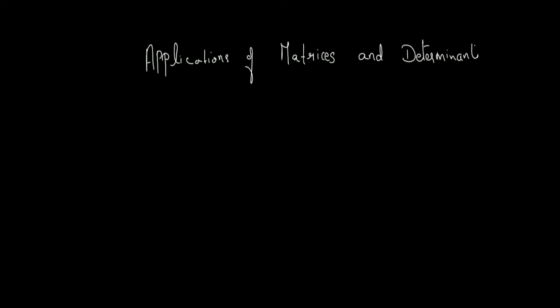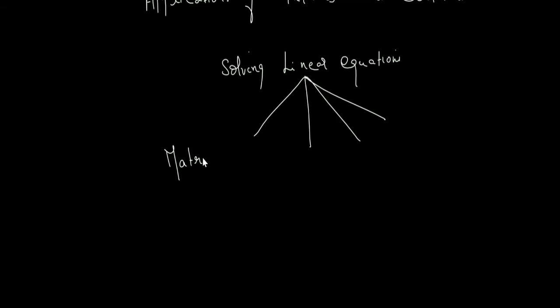How to solve linear equations using matrices and determinants is the main thing. So, solving linear equations, we are going to use 4 methods. The first one is the matrix inversion method. So just make sure that you know how to solve using the matrix inversion method.